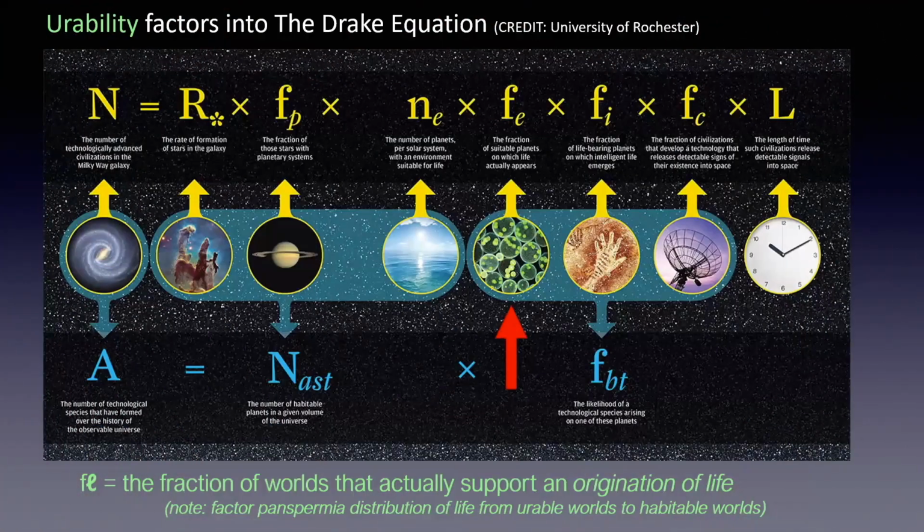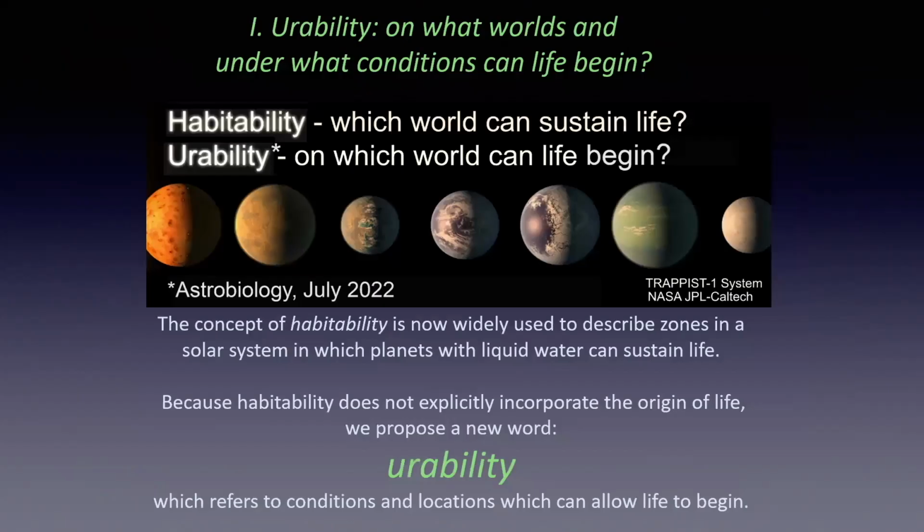Introductory slide. This is the famous Drake equation, which everyone in the room knows about. And we're focused on the FL, the fraction of suitable planets on which life actually appears. And this is where our work is. Where can life start? So that's another way of saying fraction of worlds in the Drake equation. And what I'll do now is pass it over to Dave, who will take it from here in section 1.